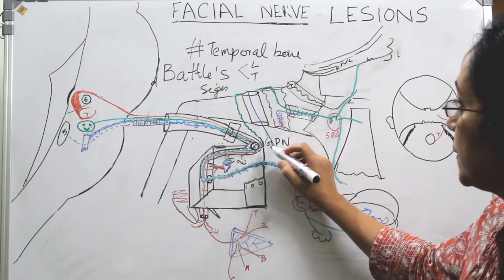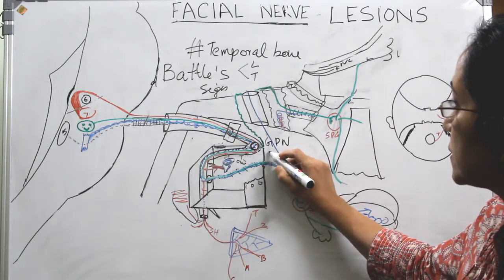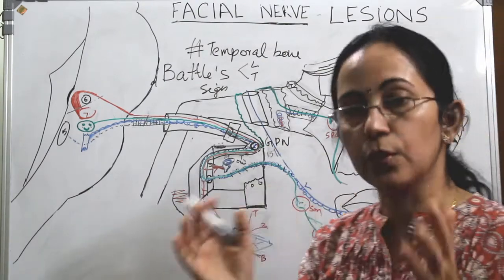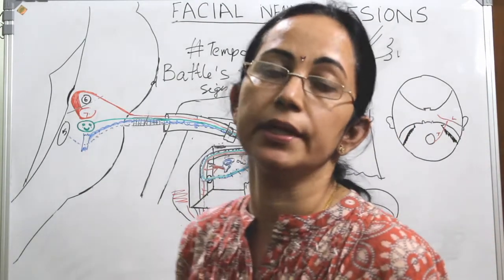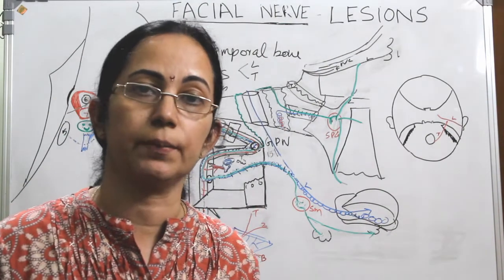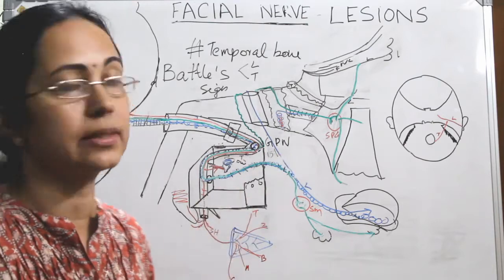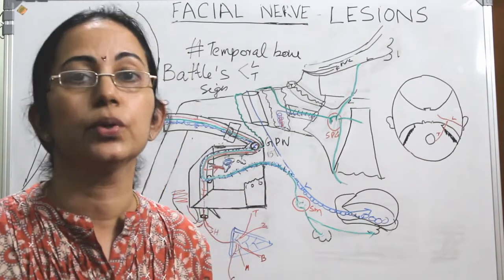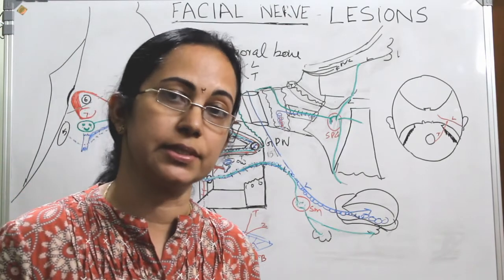And in 15% of the cases, the bone over the geniculate ganglion will be dehiscent. Usually it is covered in the facial canal. In 15% of the temporal bones, there is dehiscence at the level of the geniculate ganglion, so that it will be more vulnerable to injury during surgeries.